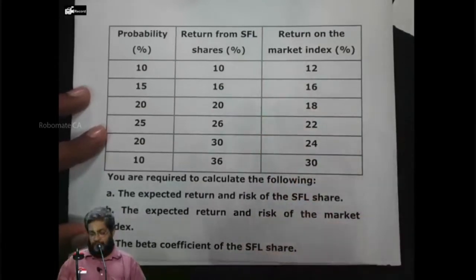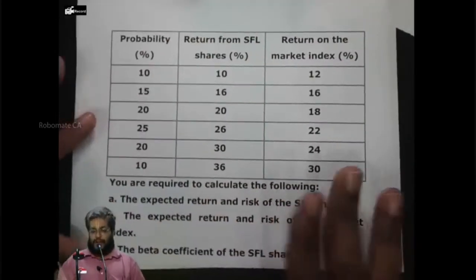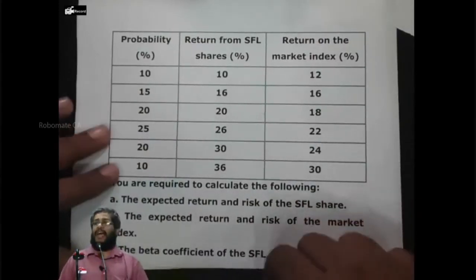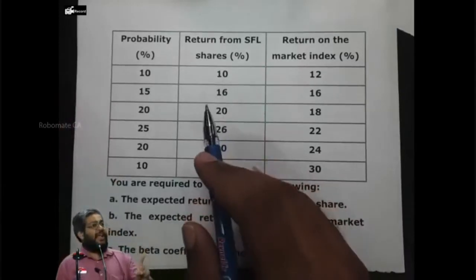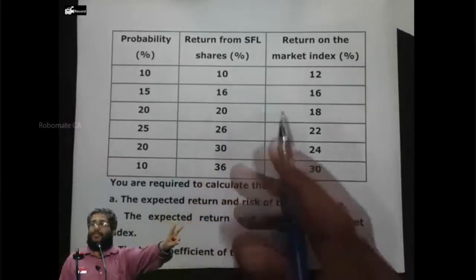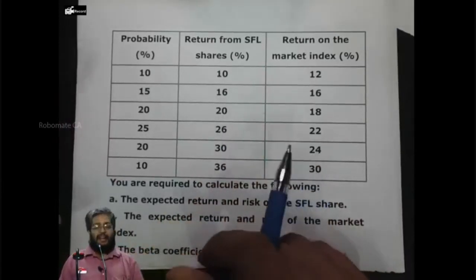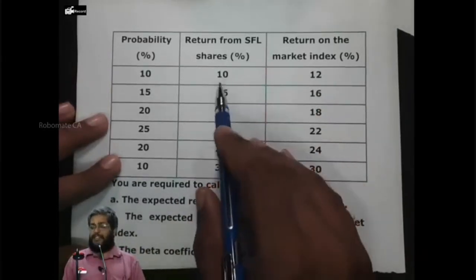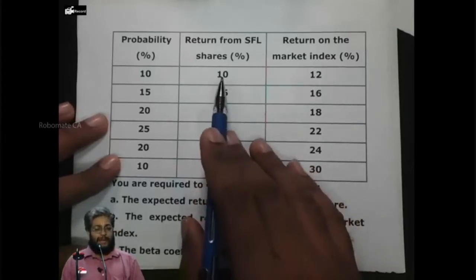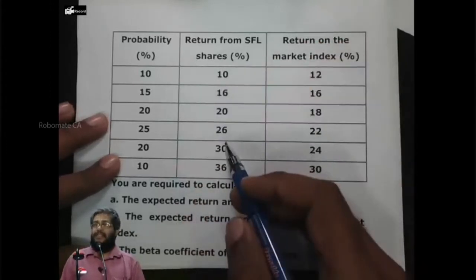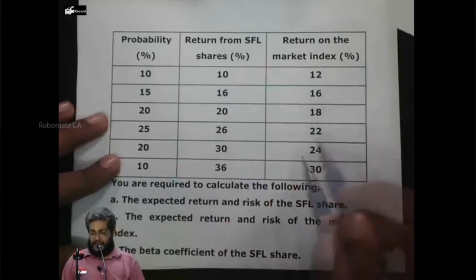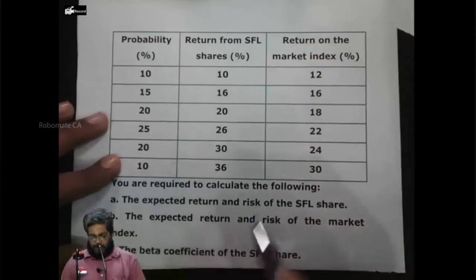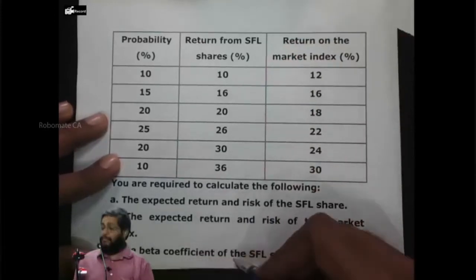Everybody following up? Now, with this data, they ask you to find out, number one, the expected return of the share. A share can have a return and risk, or not? Yes, a share can have a return and risk. A market portfolio can have what? A return and risk. Now, what is the expected return of a share? From the SFL share, will I expect 36% or 10%? No. I expect the average. What average? Weighted average. What is the expected return of the market index? 12 or 30? Average. What average? Weighted average.